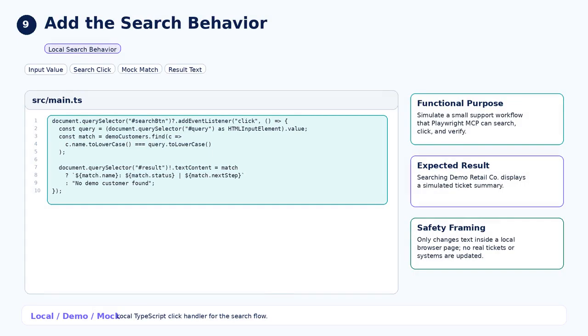With adding fictional demo data in mind, the next piece is adding the search behavior. The click handler turns the static page into an interactive demo. It reads the input value and compares it with the mock customer name. If it finds a match, it writes a simulated result into the page. If not, it shows a clear no result message. This gives the agent a real browser behavior to verify. The important output is visible text in the result section.